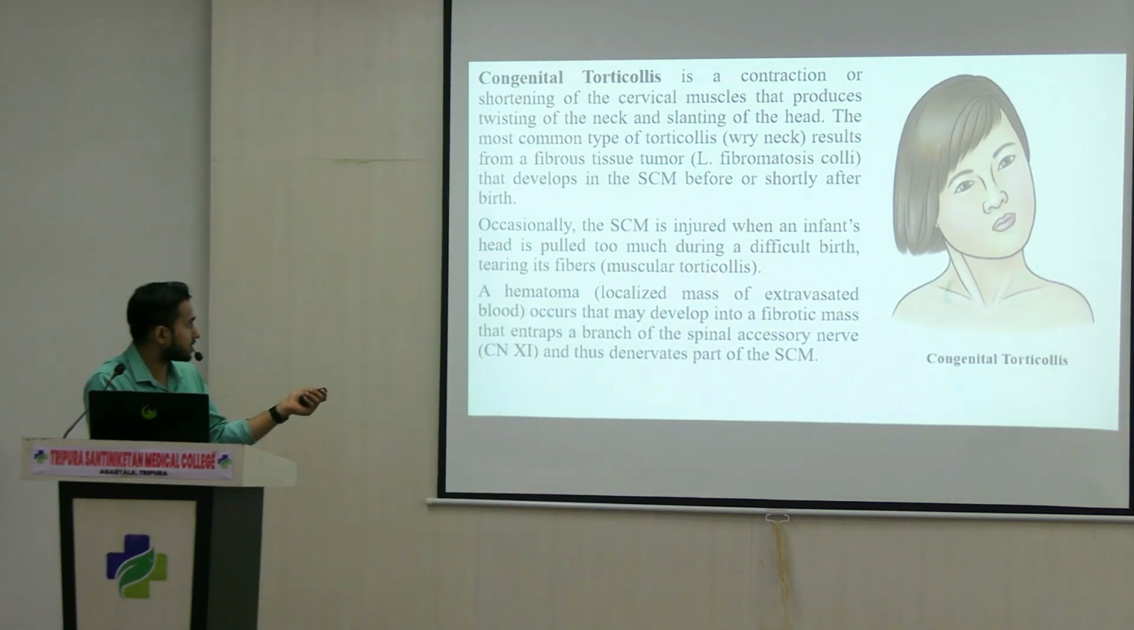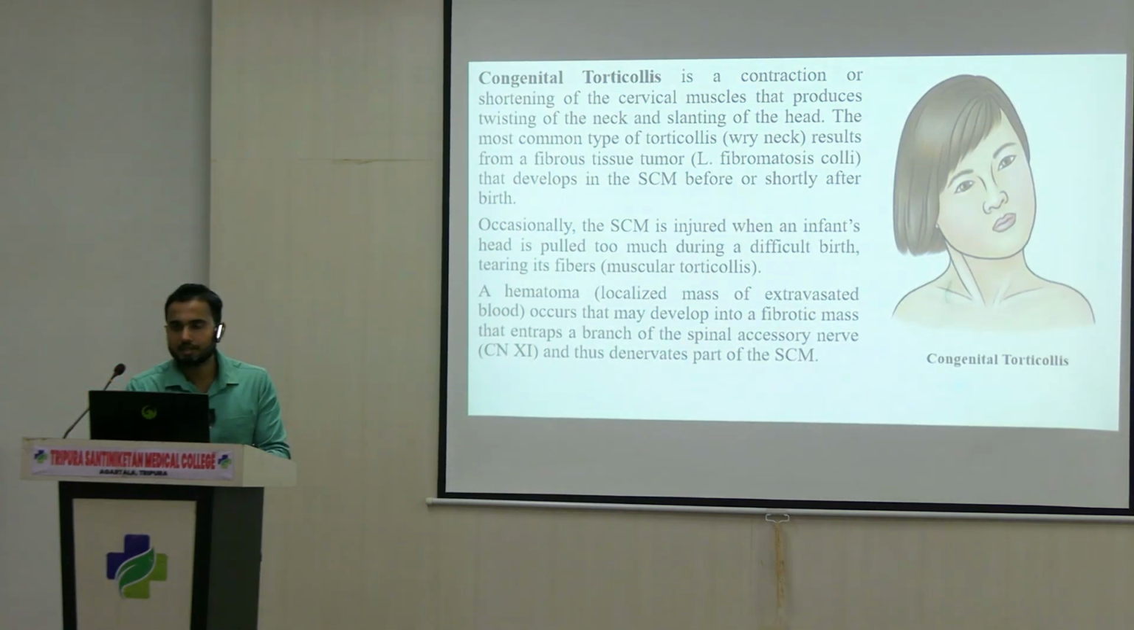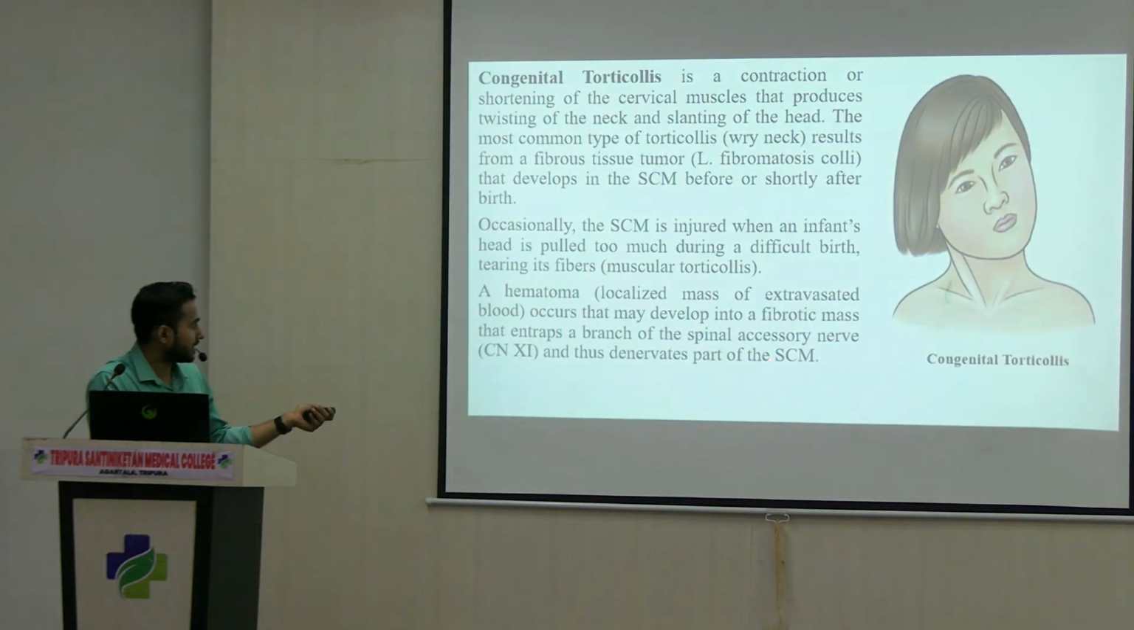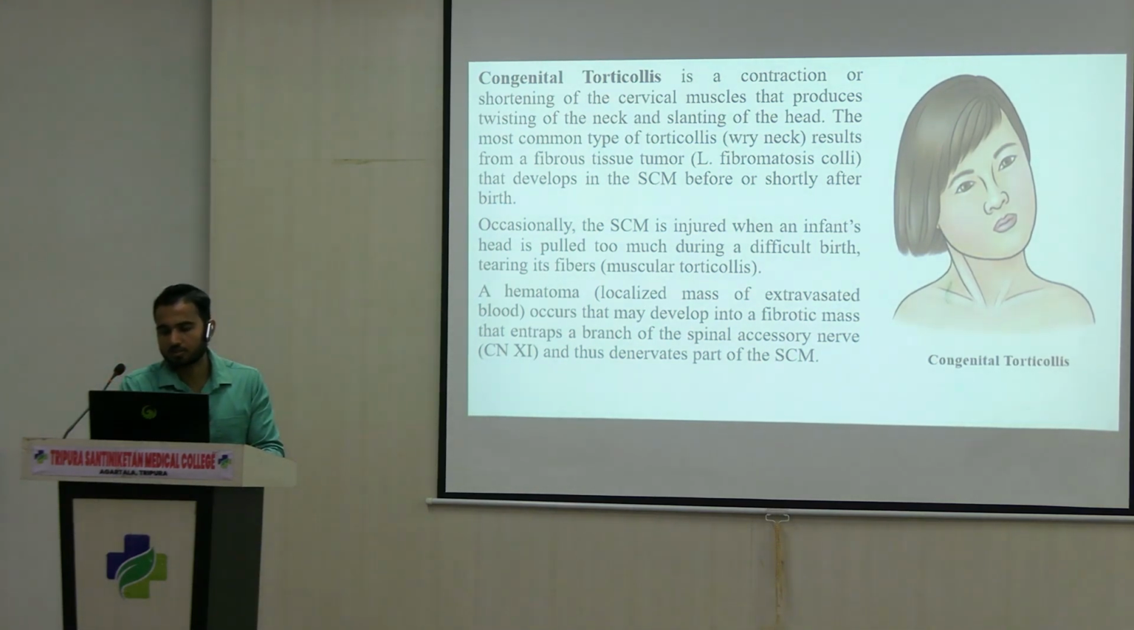As I said, there will be a tearing of the muscle fibers of the sternocleidomastoid, and that is also called muscular torticollis. Next, if there is a formation of hematoma, that may develop into a fibrotic mass that will entrap the branches of the spinal accessory nerve, and that will denervate the sternocleidomastoid muscle. That can also cause congenital torticollis.